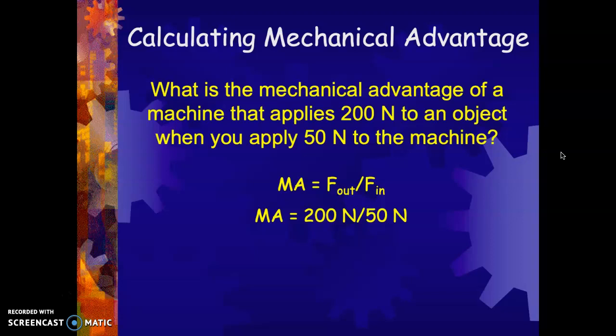So we're simply going to take force out divided by force in. 200 newtons divided by 50. We have a mechanical advantage of 4. The machine that we were using was making it 4 times easier for you to move the object. Okay, so again, just remember force out and force in. Okay, in this case, I didn't have to worry about distance, okay, because it's simply force out divided by force in.